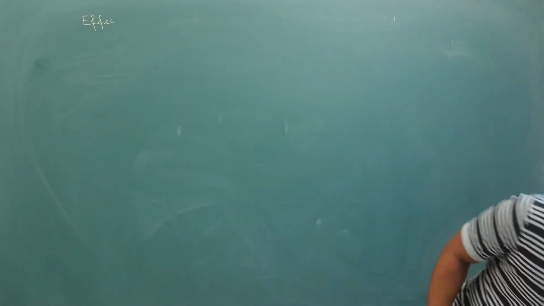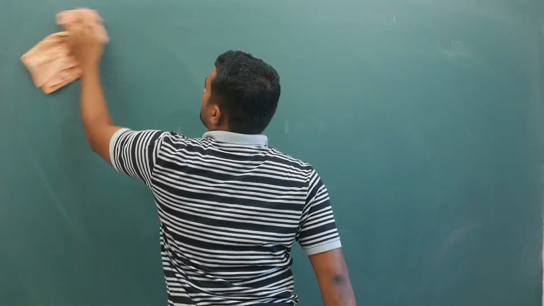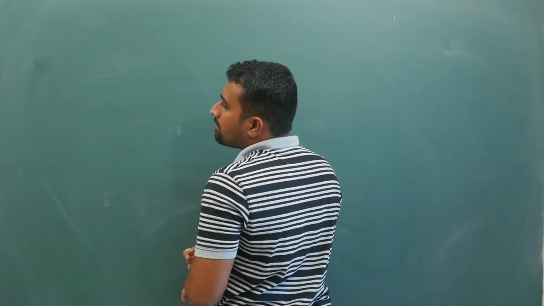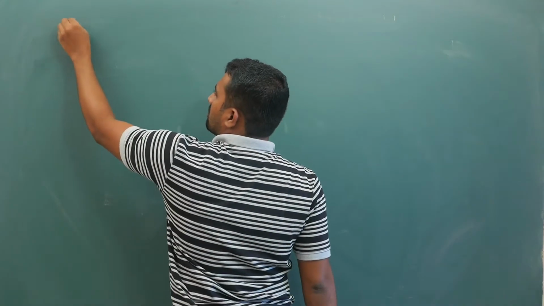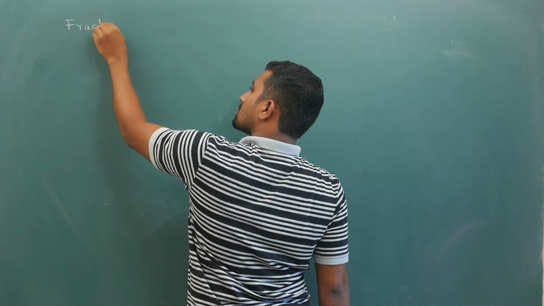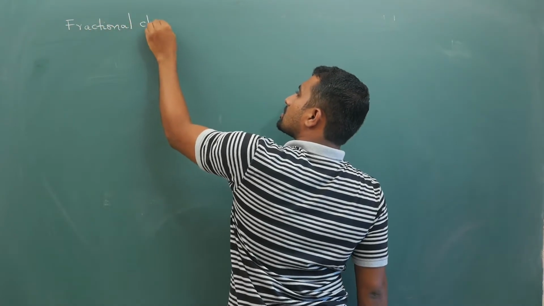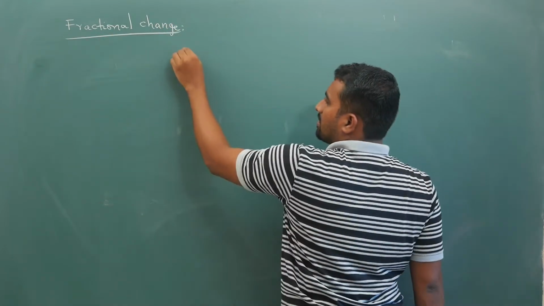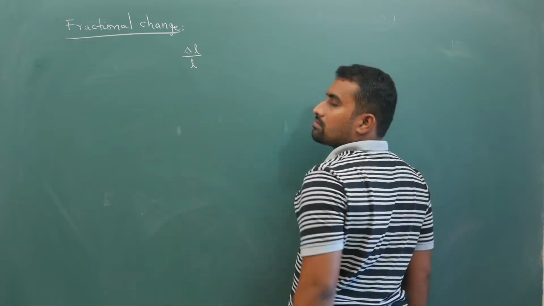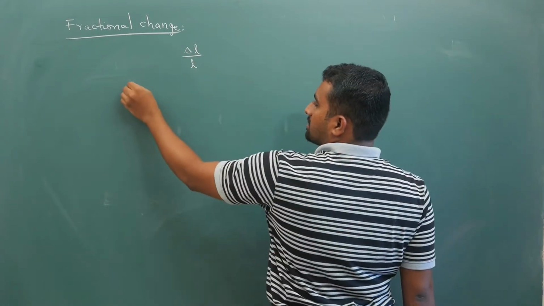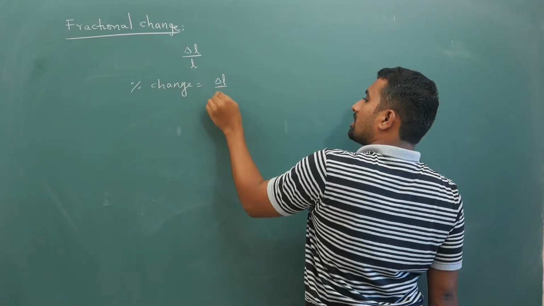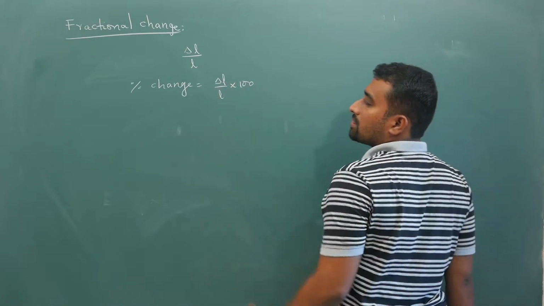No, before that there are small things which I forgot to explain. In certain questions, because this delta L by L part is known to you, if fractional change is asked, what is fractional change? Fractional change in length is delta L by L. If you want percentage change, this is delta L by L into 100. Now what is delta L by L?